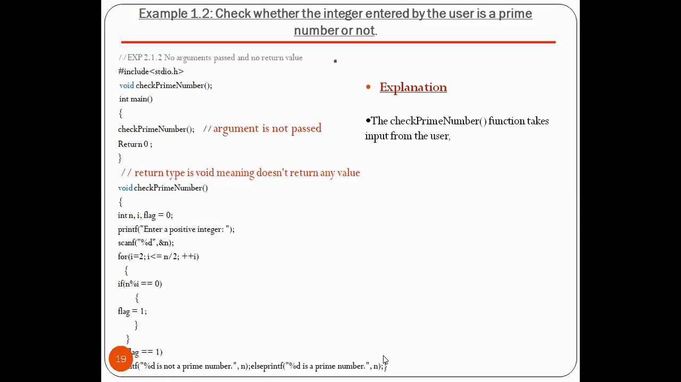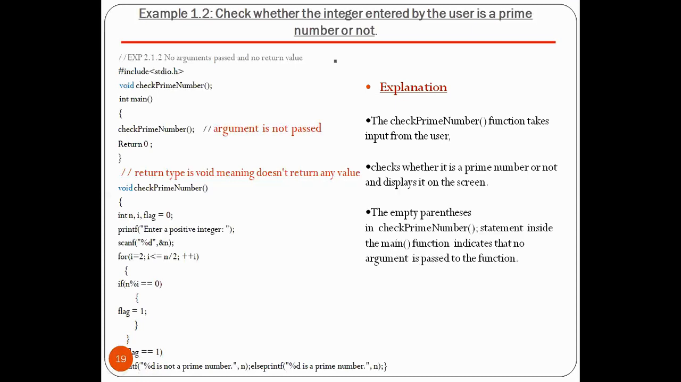So, explanation. The check prime number function takes input from the user, checks whether it is a prime number or not, and displays it on the screen. ये जो भी display होगा ये हमारे function definition में ही हमने इसको display कर दिया. The empty parentheses in the check prime number statement inside the main function indicate that no argument is passed. So you can see here no arguments are passed, and there is no return type. So let us see this example in the code block.